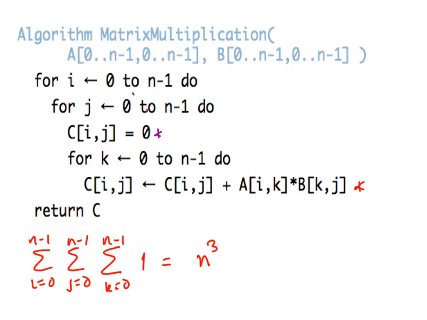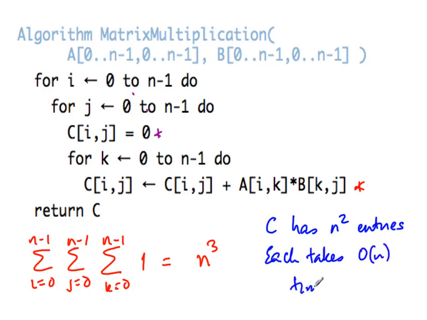There is actually another way to see it in this particular case. So we have C has n squared entries. So we have to compute all of them, and each takes order n time to compute, because we have to run through n terms of the form Aik Bkj in order to compute a single Cij.